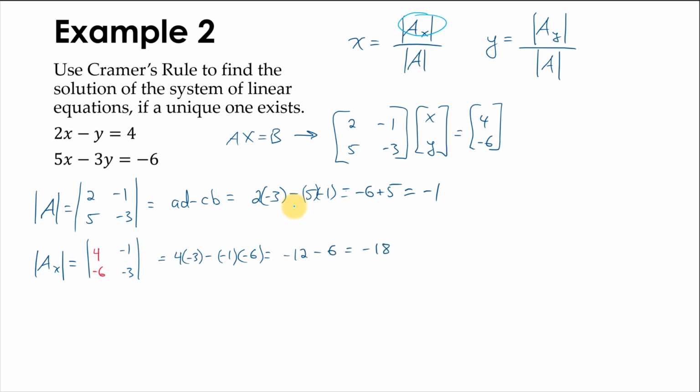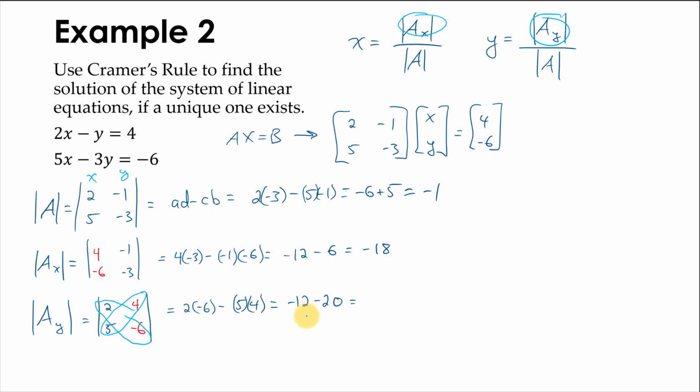Now let's find our A with the y column replaced. I'm just taking my constants and shifting them over to the y column, because this is my x column, this is my y column. Now I'm shifting them over to the y column, and my x column goes back to normal. Now that I've done that, I do the same process for my determinant, AD minus CB. That's going to give us -12 minus 20, and that gives me -32.